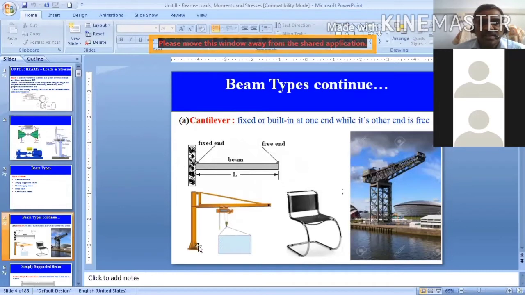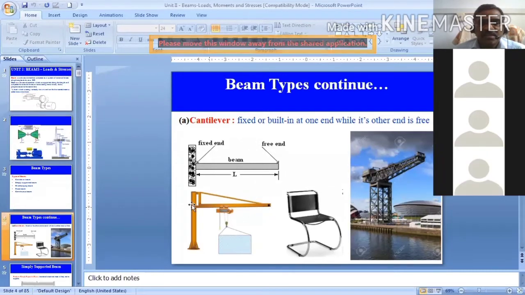Now you can see this crane. In this crane, if you consider this as a beam, it is supported by the column. So here one end is fixed, the other end is free, and loads are acting. Similarly, if you fix this end and this is overhanging, this is a cantilever beam. Similarly, another crane. So these are all examples of cantilever beams.